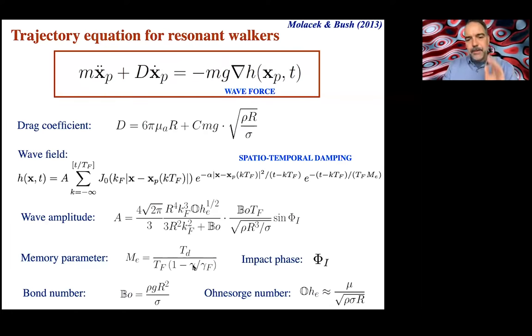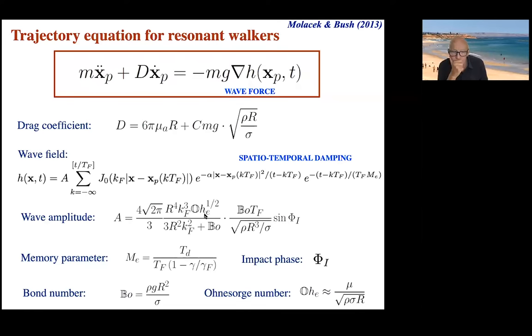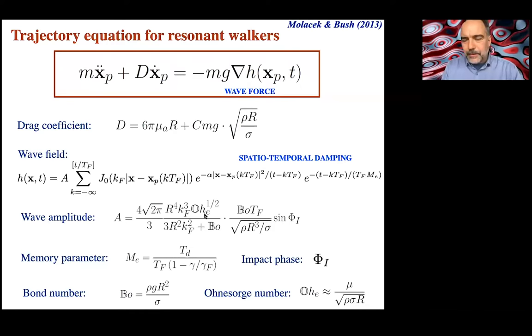And so as gamma approaches gamma F, as you approach the Faraday threshold, the memory becomes very large, and the waves are very persistent. And that's when the quantum-like features emerge. So although the system is, as a whole, of course, local, the dynamics of the drop is non-local in time, because in order to get the instantaneous force acting on it, you have to integrate over its history.